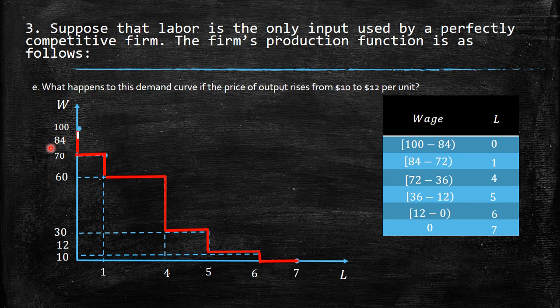When the wage is lower than 84, I will start to hire the first guy. Then from 84 to 72, I will hire up to four guys. When it's 36, I will hire up to 5 guys, from 36 to 12, then 6 guys, and at the end I will hire 7 guys. So you will see here how the demand curve shifts to the right. It's kind of a stair curve, because there are intervals, so it's kind of different, but the idea is basically the same. The demand shifts to the right, provided by the increase of the price in the market.